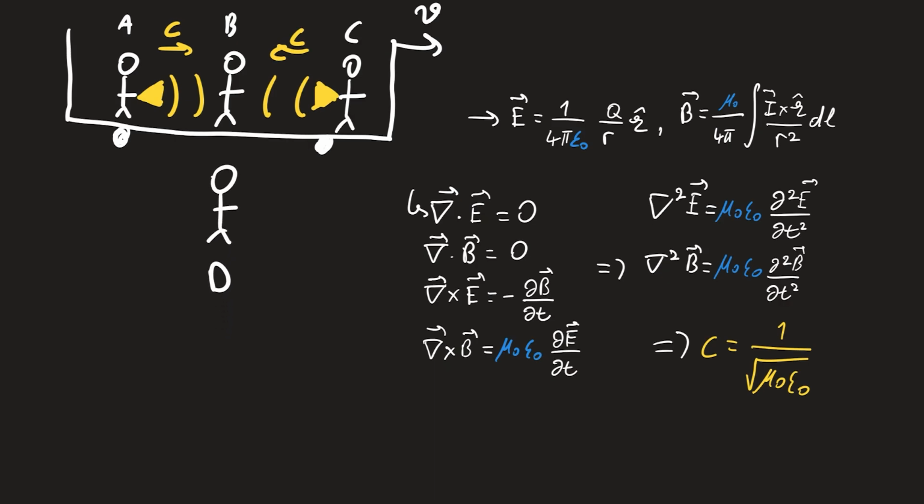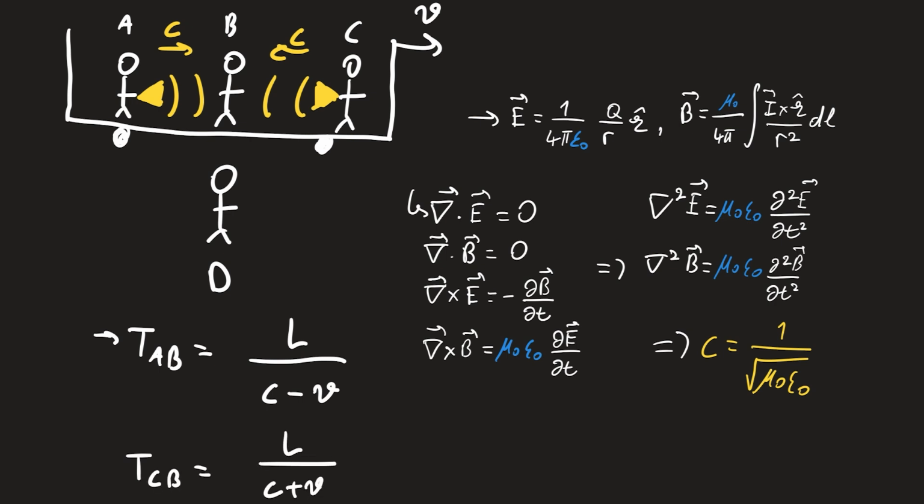So these light pulses will take different amounts of time to arrive at Bob, all as seen by Denise. We can calculate by how much, so call TAB the time it takes for Alice's beam to arrive at Bob. That is going to be L divided by the relative velocity here, which is c minus v. For Charlie to Bob, the velocity is larger, so TCB is going to be L divided by c plus v. So it takes longer for Alice's beam to get to Bob than Charlie's does.